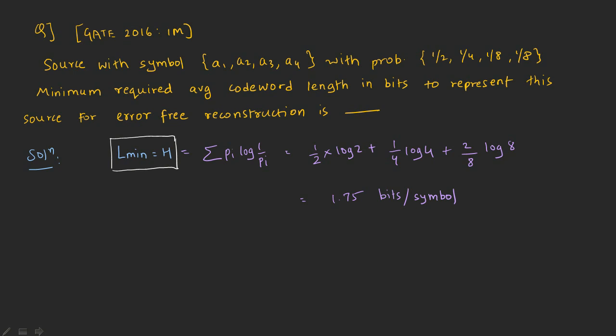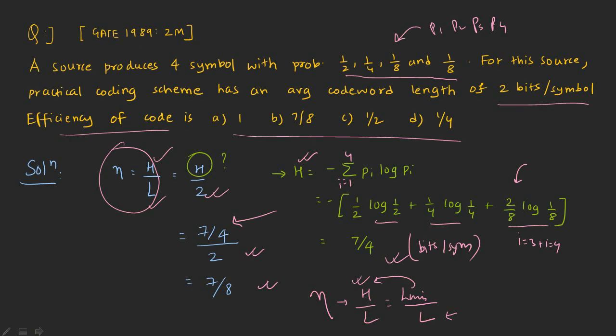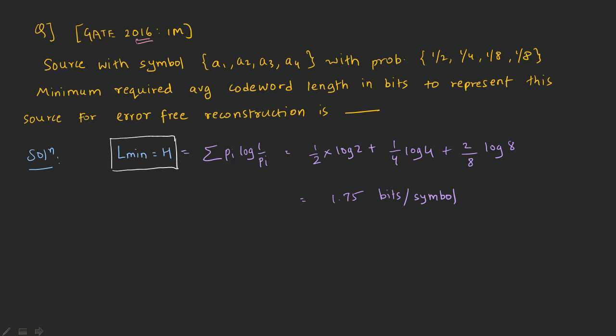Okay, let's move forward. Now this is a similar question, GATE 2016. As you can see, as we proceed in time, the past question was from 1989. Now it's 2016, not the present but close to the present, you can say. GATE 2016, 1-mark question. A source with symbols A1, A2, A3, A4 with the probabilities 1 by 2, 1 by 4, 1 by 8, 1 by 8.